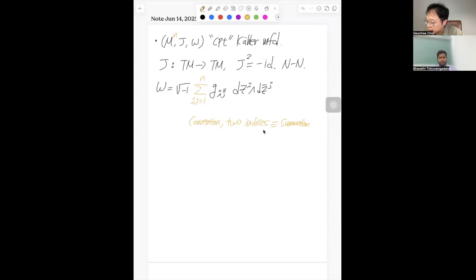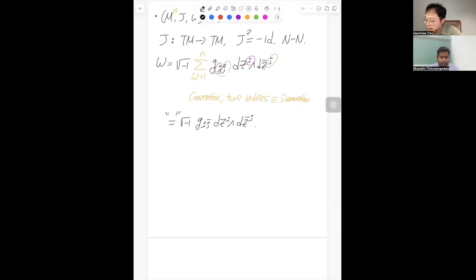So if you look at this one, there are two i indices and two j indices. Therefore, we just skip writing the summation and simply write g_{i j bar} dz_i dz_j bar. Then you should always assume it is a summation. If there's only one single index, then there's no summation, but two indices should always be regarded as summation. This is a very popular convention in differential geometry.